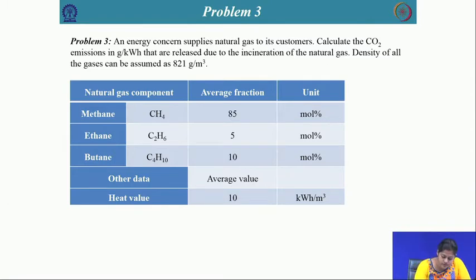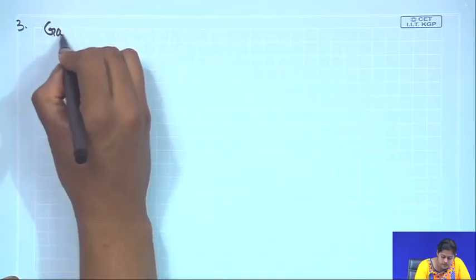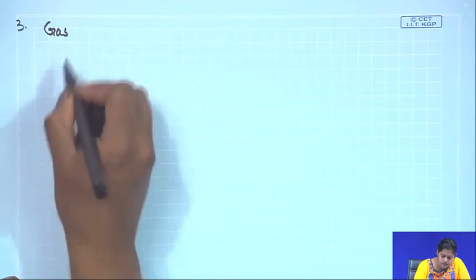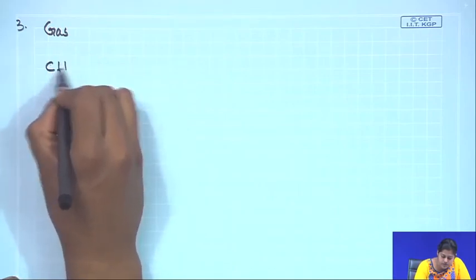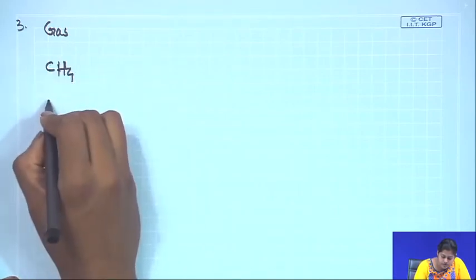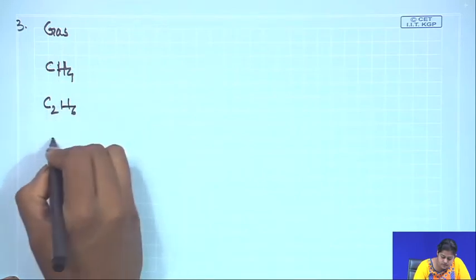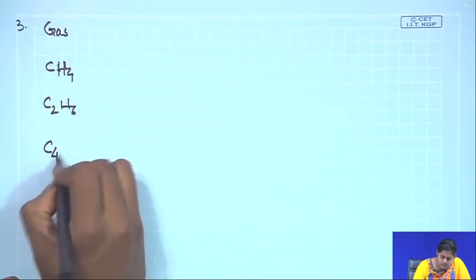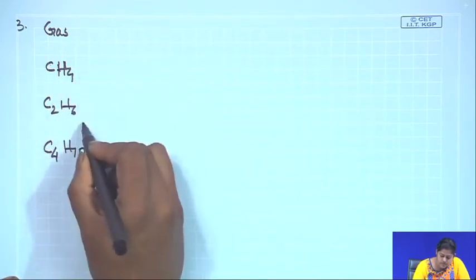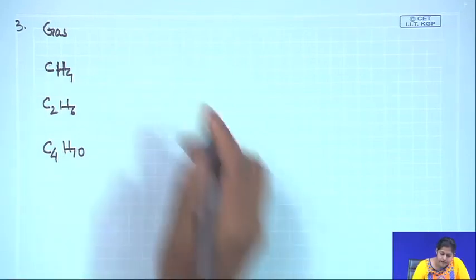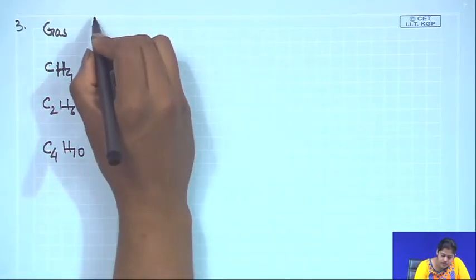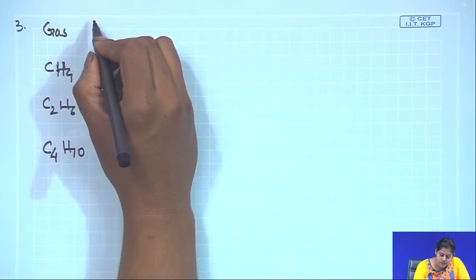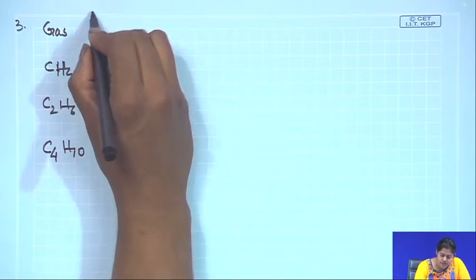So, first of all, this gas contains three kinds of gases. So, CH4 methane, C2H6 and C4H10. So, this is methane, this is ethane and this is butane. Now, we need to calculate the number of mole present of X gas per 100 mole of natural gas.